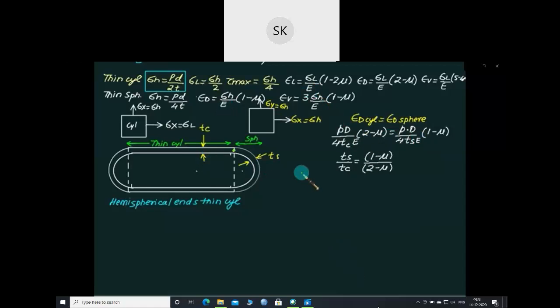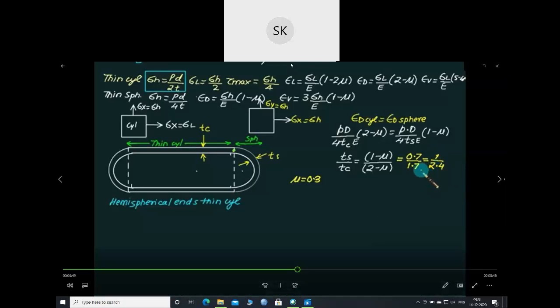As far as steel is considered, the value of mu is normally equal to 0.3, very close to 0.3. So if we put this value 0.3, 1 minus 0.3 is 0.7 and 2 minus 0.3 is 1.7. So you can find out this ratio. This ratio comes out to be 1 by 2.54 approximately.